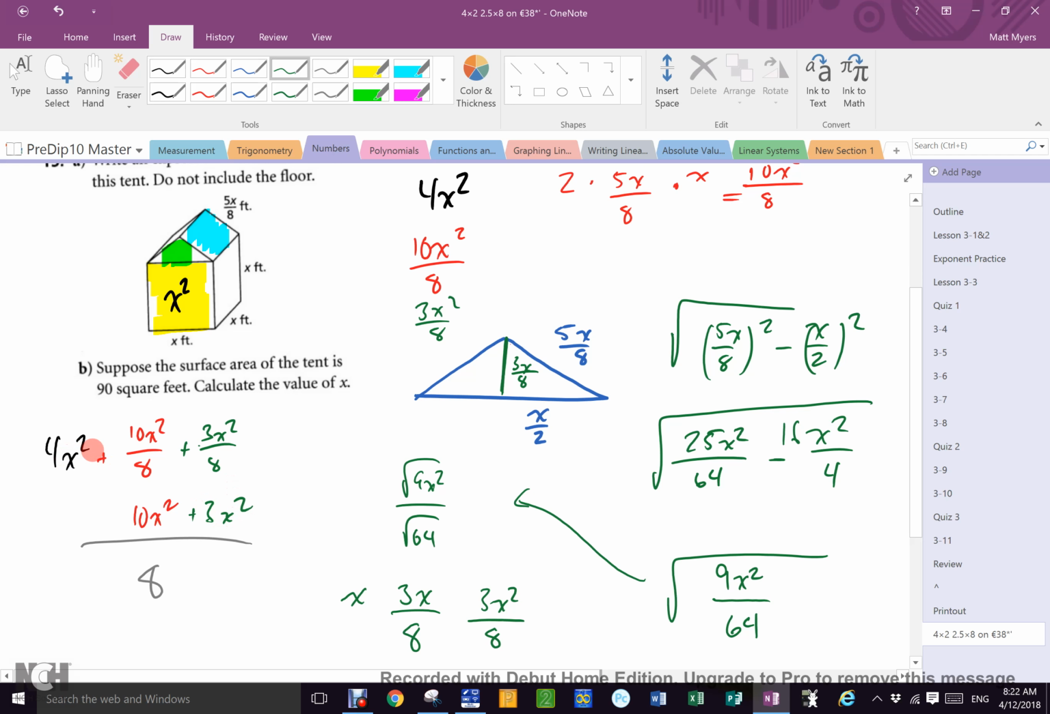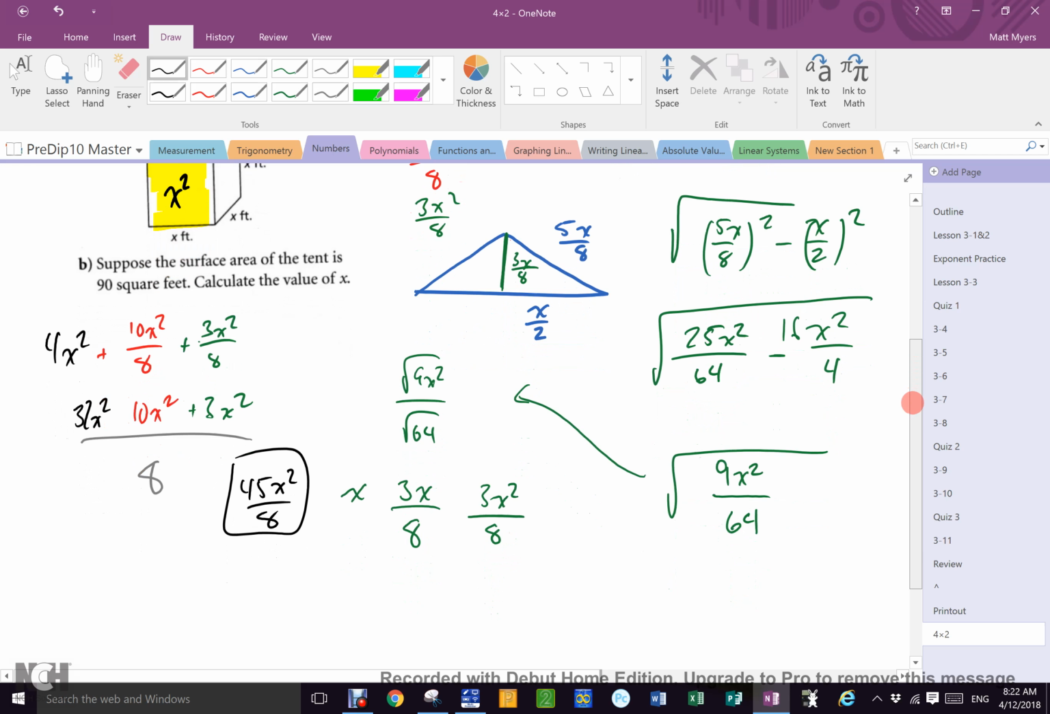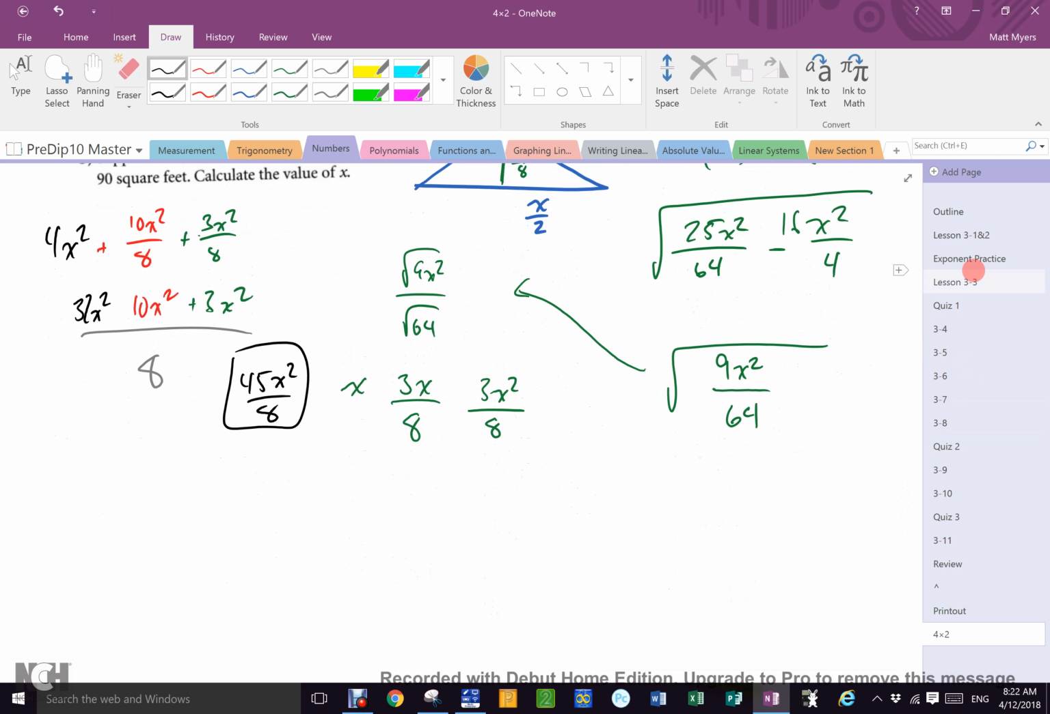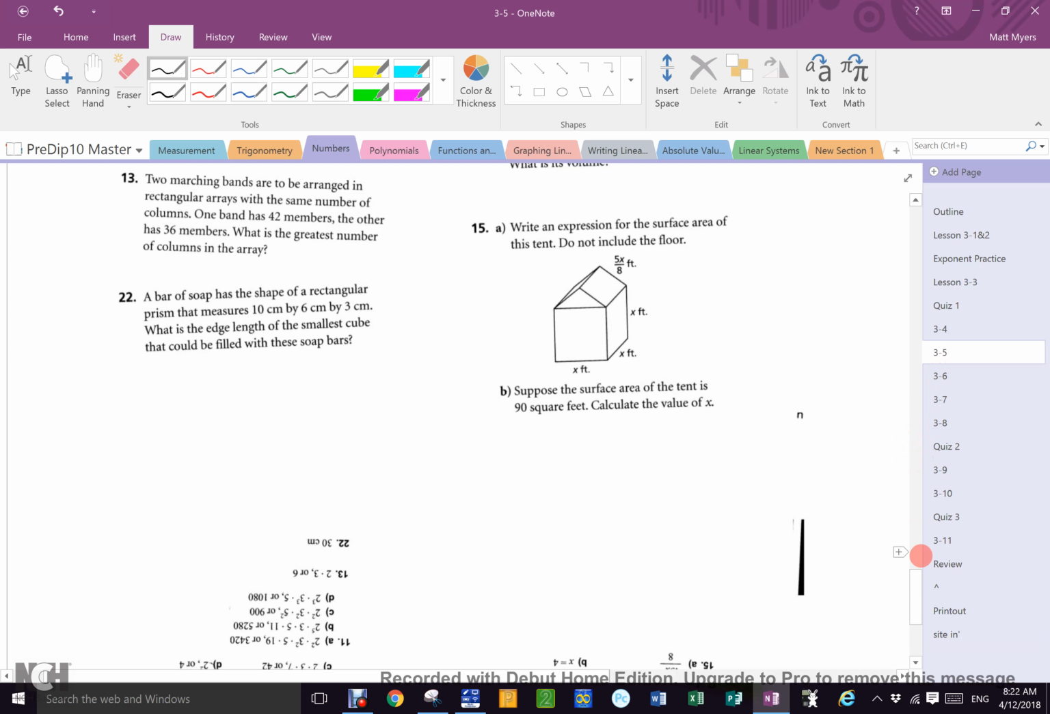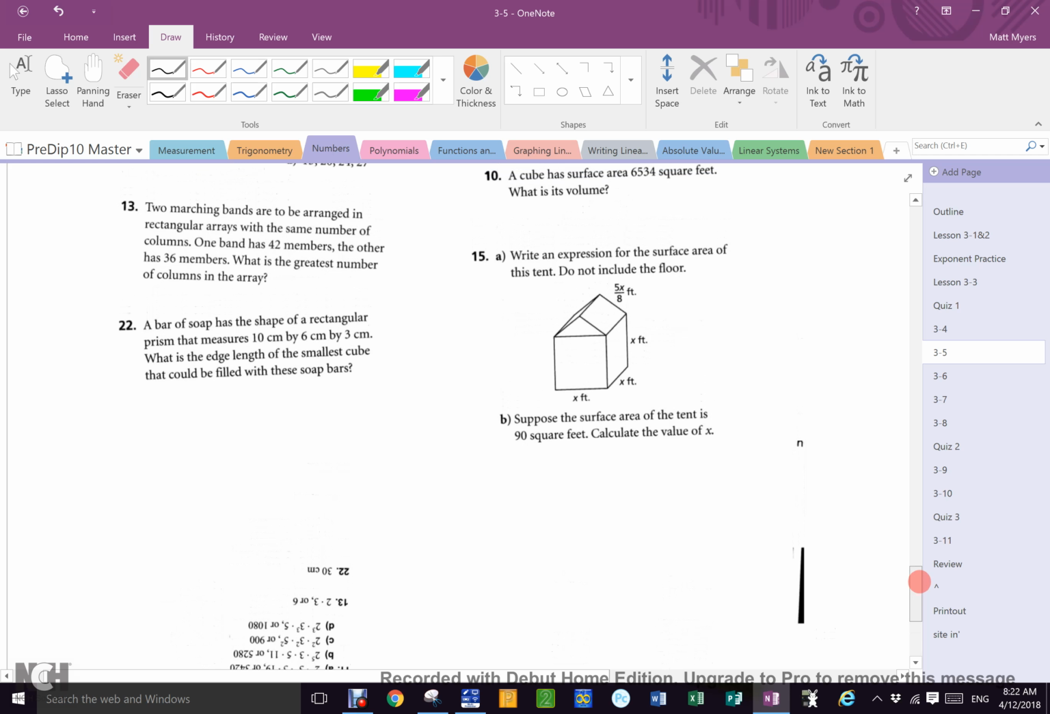What's this have to become? 32x squared. 32 plus 10 is 42, plus 3 is 45x squared over 8. That's the area. And I think that's what they wrote. Actually, I think they did something weird to it, slightly different. They wrote it differently. Oh, no, they didn't. I thought they did.